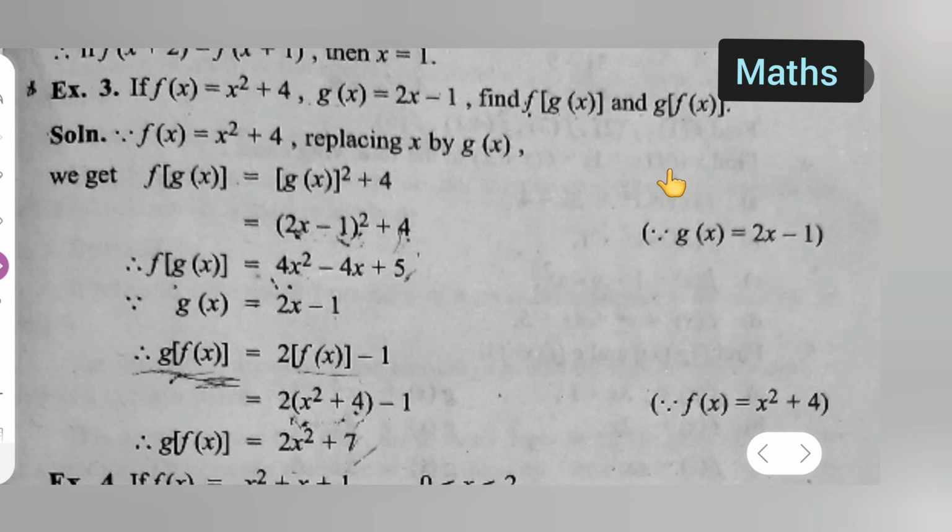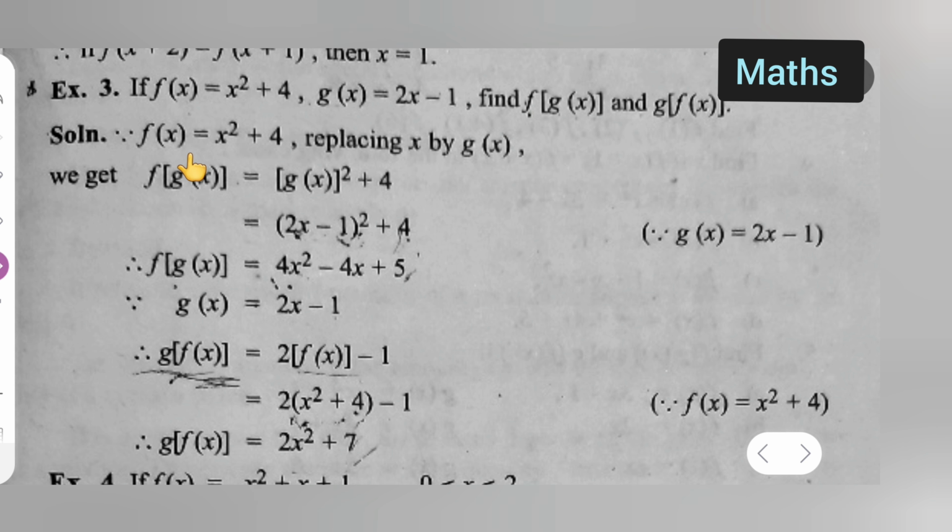Today's question is from class 11 mathematics. If f of x is equal to x square plus 4, the function f of x is given, and g of x equals 2x minus 1 is given. They told us to find out f of g of x and g of f of x.